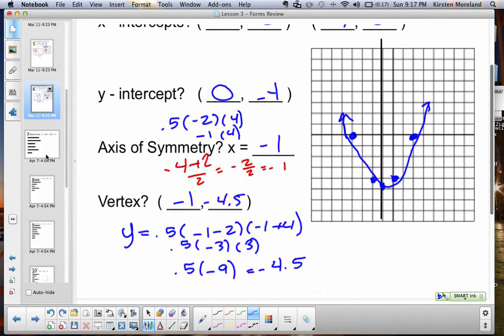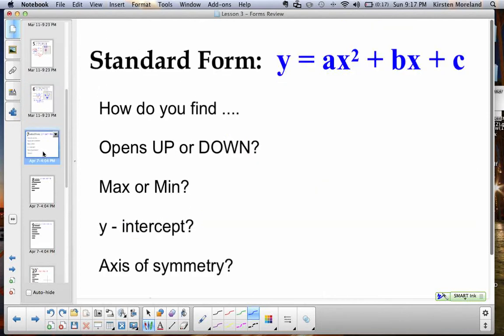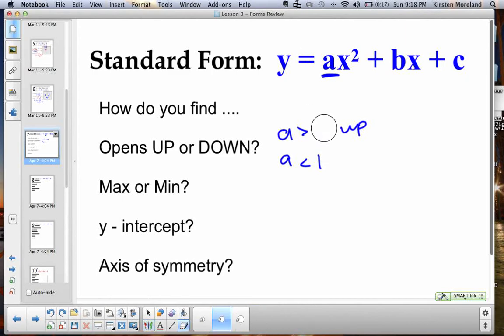Use it. All right, now I'm going to really run through the next couple of things pretty quickly and not do a lot of writing, because I just want to emphasize what each form tells you. So it first tells you your standard form. How do you find if it opens up or down? That's the A value. If the number in the very front is bigger than 0, meaning it's positive, it opens up. If it's smaller than 0, it opens down.